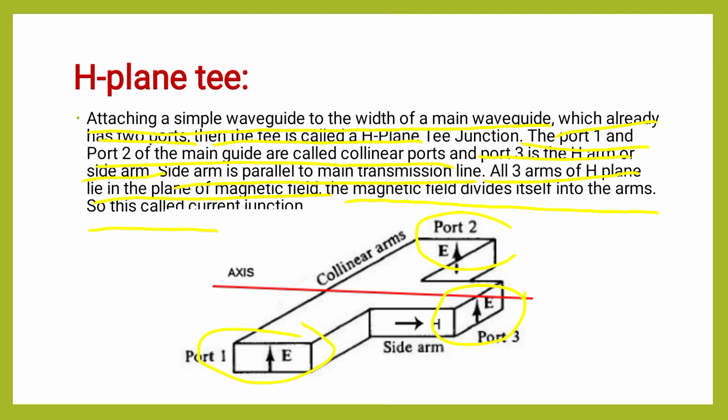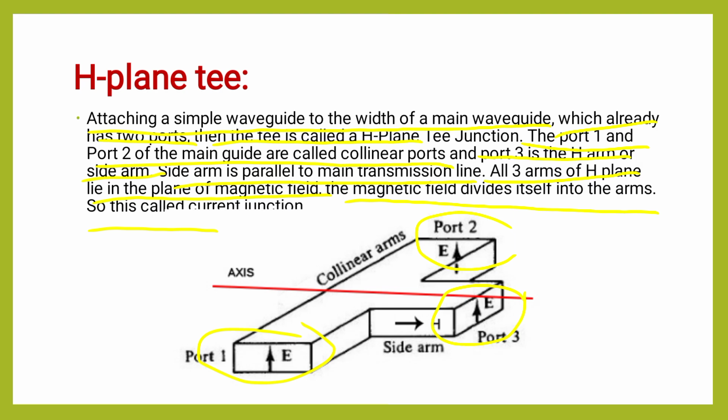And also one more thing, the magnetic field is parallel to all the ports because these ports are connected horizontally. We know that when we consider the fields, the magnetic field is always in horizontal position, whereas the electric field is in vertical position. So this auxiliary port, that is port 3, is always parallel to the magnetic field direction. This type of T is also known as current junction.